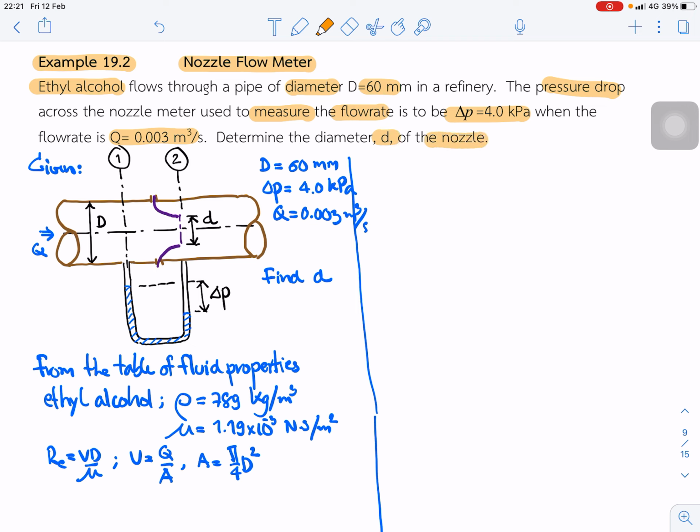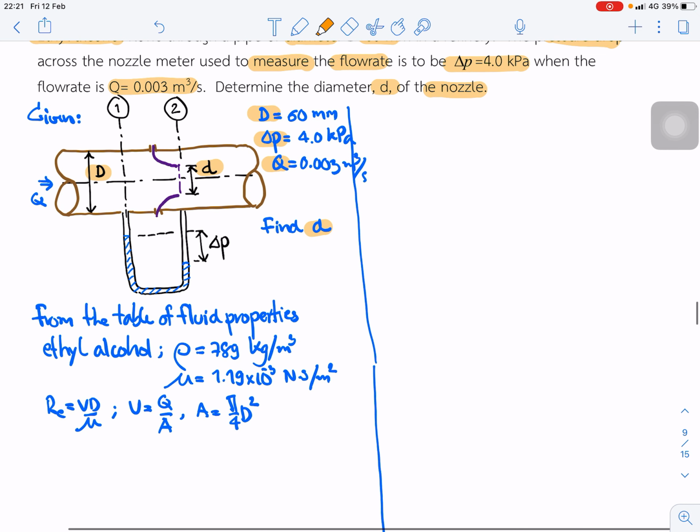That is the diameter D of the nozzle, given the diameter of the pipe, delta P, and Q. From the table of fluid properties, we found that for ethyl alcohol, the density is about 489, and the dynamic viscosity is about 1.1 times 10 to the power of minus 3.